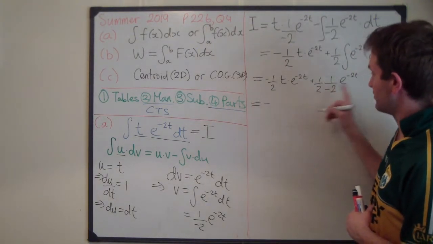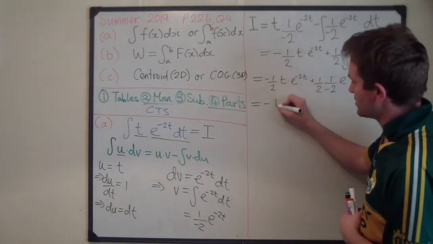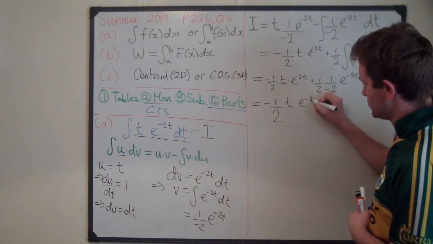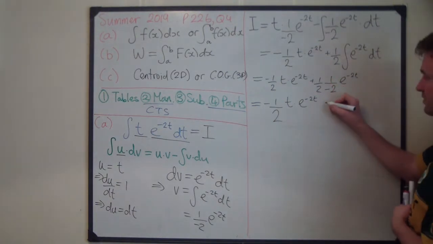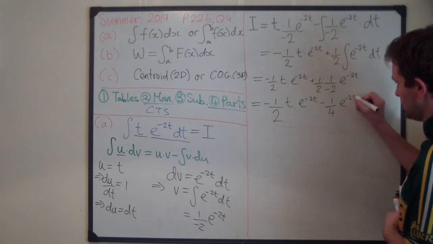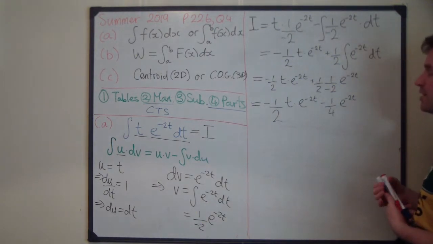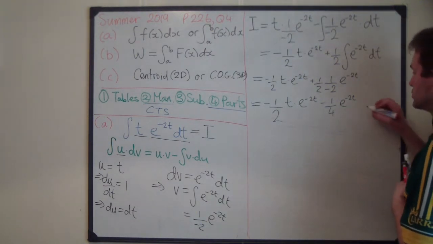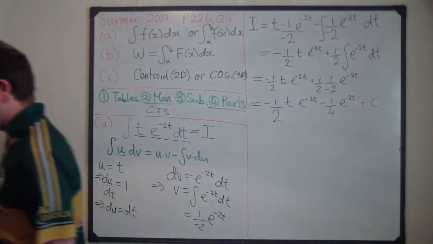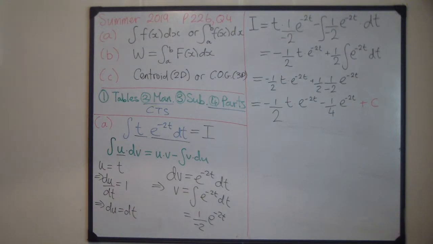So we'll do minus a half t e to the minus 2t. A half by minus half is a minus a quarter, e to the minus 2t, and for full marks plus c. If it's an integral with limits, you'll substitute top limit minus bottom limit, but this is just an antiderivative. If looking for all antiderivatives, you must also do plus c.